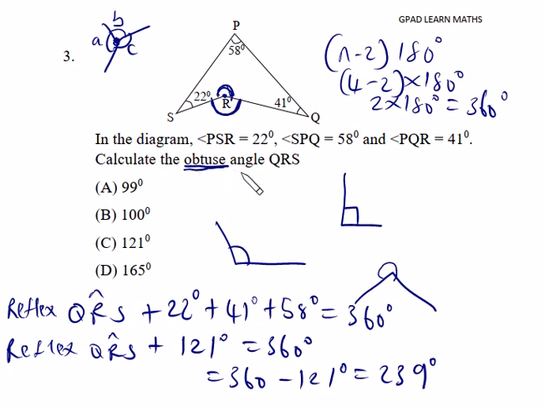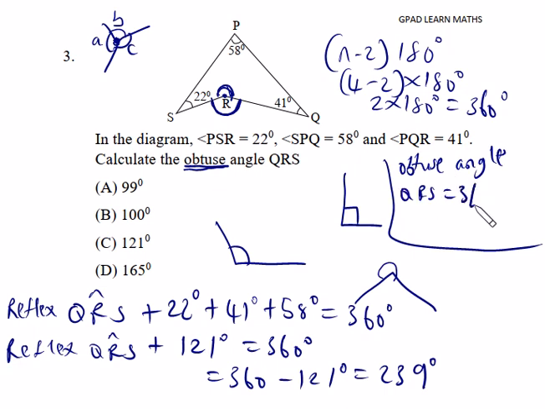So I will say obtuse angle QRS, let me just squeeze it in here, would be equal to what? 360 minus 239 degrees, since they both add up to give me 360. So to get the obtuse angle QRS, I'll just subtract this angle from 360 degrees.